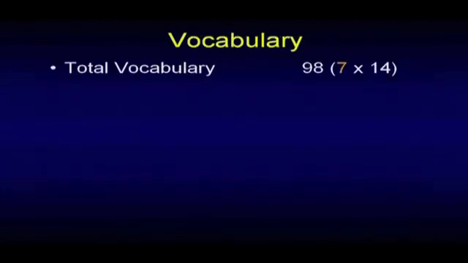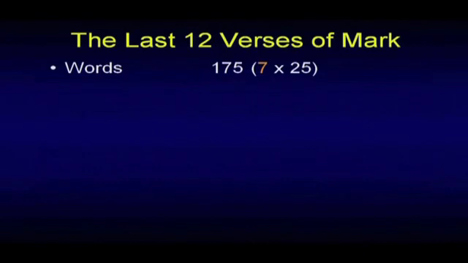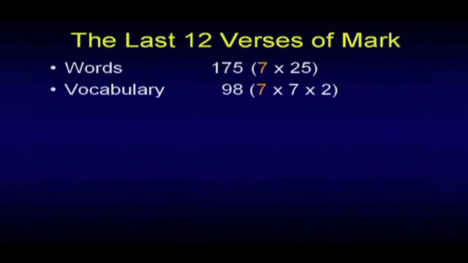The total vocabulary I said was 98. Okay. The vocabulary that's found before this chapter in Mark is 84. It turns out there's 175 words. That happens to be 7 times 25. Okay, big deal. Of the 175 words, there are 98 different words. That also happens to be a multiple of 7 exactly. Well, that's kind of interesting. Trying to do that deliberately is a real chore, by the way, to make those both come out that way.